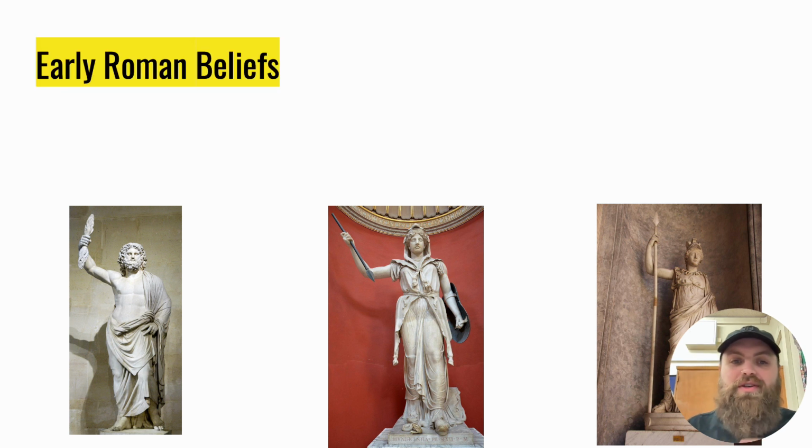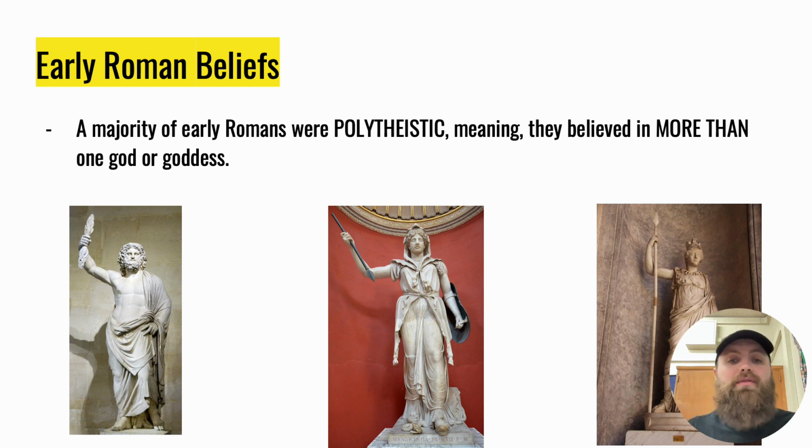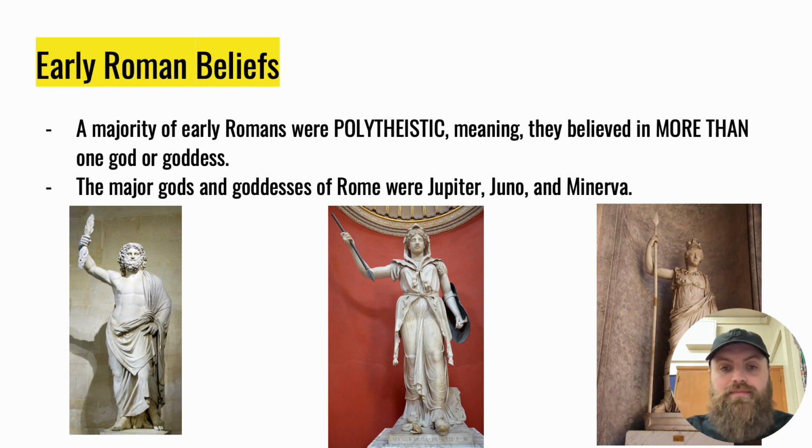Now let's move on. So, early Roman beliefs. A majority of early Romans were polytheistic, meaning they believed in more than one god or goddess. We're going to talk about Christianity and mention Judaism. These are monotheistic religions, meaning there is only one God. Polytheistic means you believe in more than one, or many. So the Romans, the Greeks, the Hindus, these are all examples of polytheistic religions.